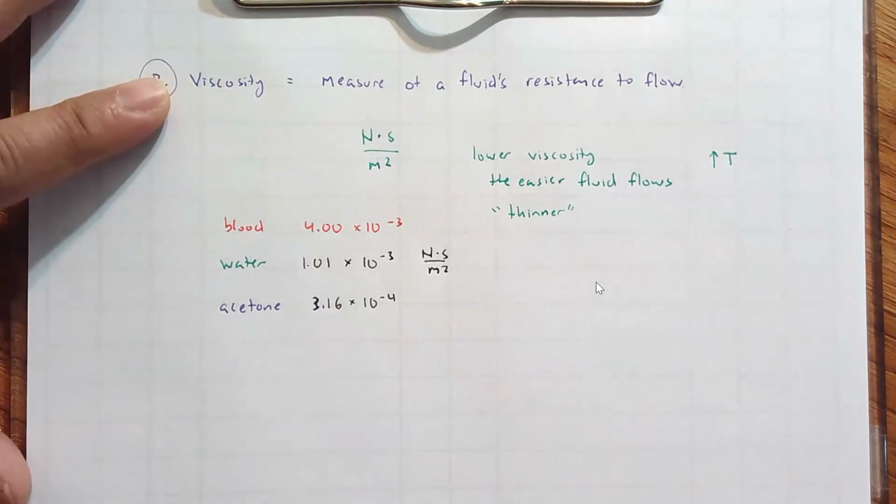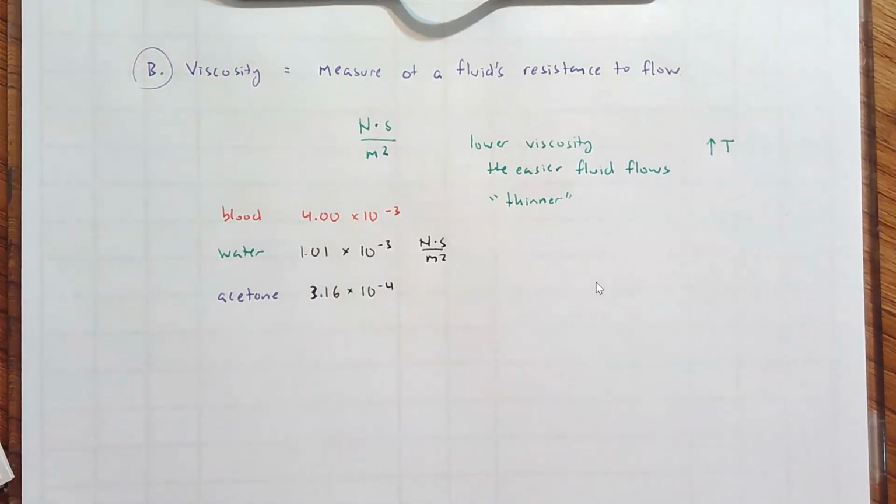Okay. Actually, that went pretty fast. Those are the first two properties of liquids that I want to talk about, surface tension and viscosity. The next property is a little bit more calculations heavy, which is going to be vapor pressure. So I'll see you in that video.